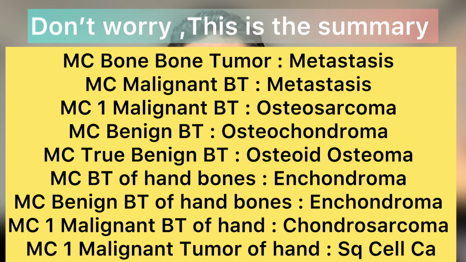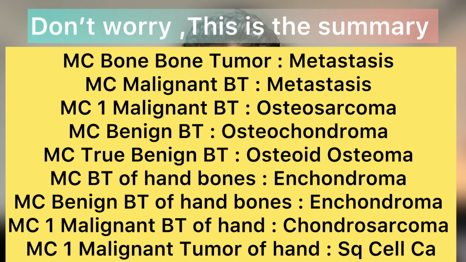Most common bone tumor of hand bones, enchondroma. Most common benign bone tumor of hand bones, enchondroma. Most common malignant bone tumor of hand bones, chondrosarcoma. Most common malignant tumor of hand, not enchondroma, not chondrosarcoma. Did I mention the word bone? I said most common malignant tumor of hand, squamous cell carcinoma. So these one-liners were my 7th update.